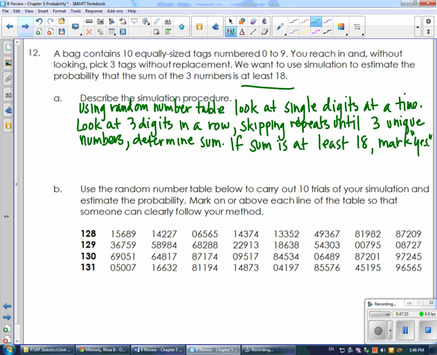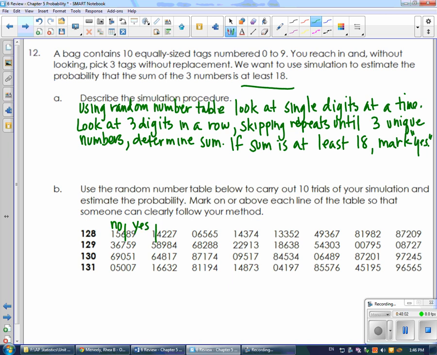So if we're going to use the table below to carry out 10 trials of our simulation, we want to estimate the probability. My first trial, if I look at these first 3 digits, they're all unique, right? 1, 5, and 6. Since they're all unique, I can go ahead and add the total. 1 plus 5 is 6, 6 plus 6 is going to be 12. That is not equal to 18, so I'm just going to record a no there. That's my trial 1. My next trial, I'm going to look at the next 3 numbers, 8, 9, and 1. They're all unique, and if I add them up, the total is more than 18, so I'm going to go ahead and write a yes.